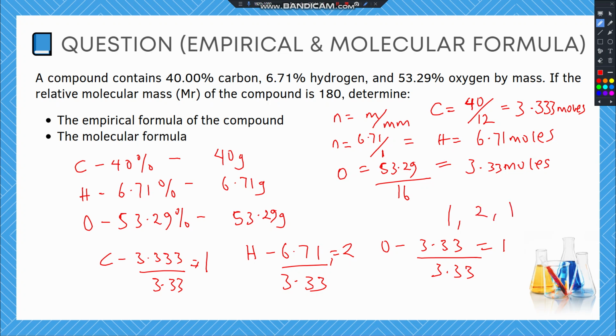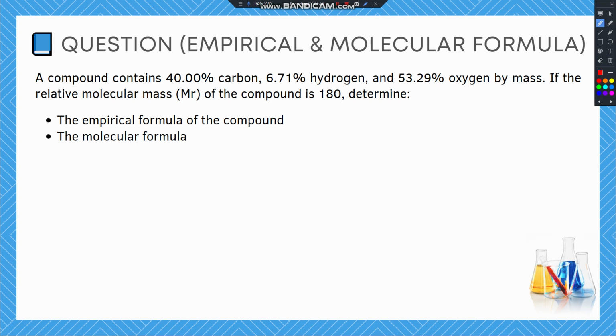So the next thing to do is to assign them to each element. So we have 1 for carbon, 2 for hydrogen, and 1 for oxygen. So altogether, the empirical formula of this compound becomes CH2O. This is the empirical formula of the compound.